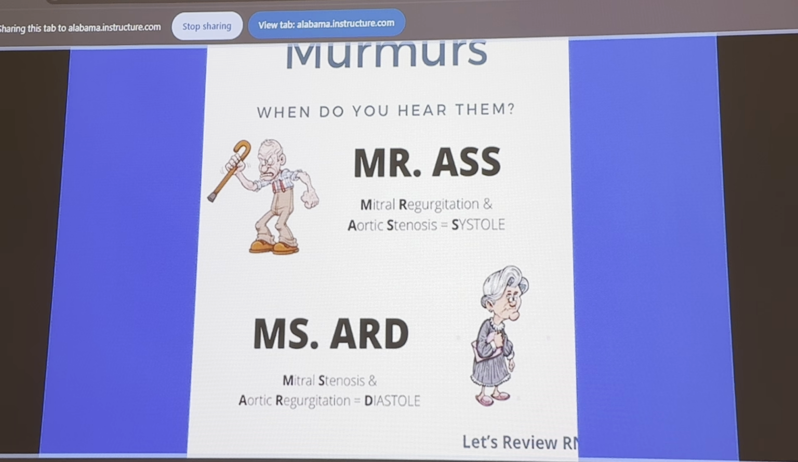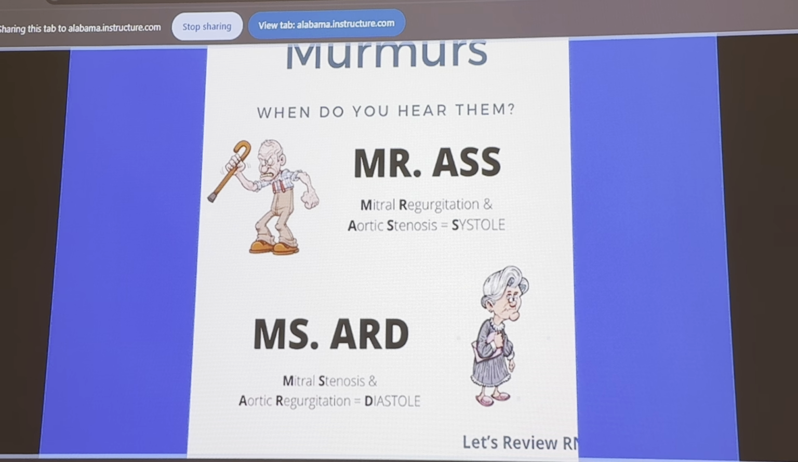I say Mr. Pass. You also have this one as well. So I say Mr. Pass, which is M for mitral, R for regurgitation, the P stands for prolapse, so you can have regurgitation or prolapse. A for aortic, S for stenosis, which equals systole. So my mitral regurgitation and my aortic stenosis is going to occur during systole.